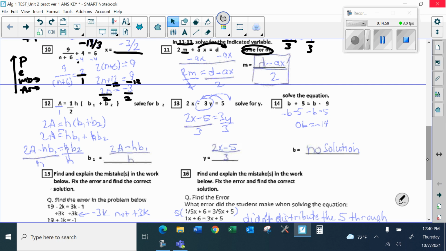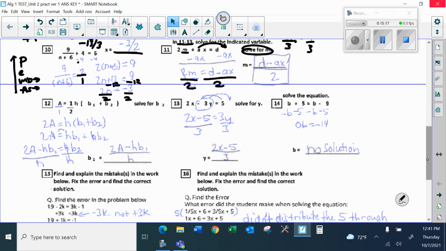Notice I do not line it up under the d because they are not like terms. So I have 2m equals d minus ax. Remember, when you have a positive and negative, you put the positive one first. And last step, divide by 2. And I'm done right there. And you just fill it in over here where it says m equals.